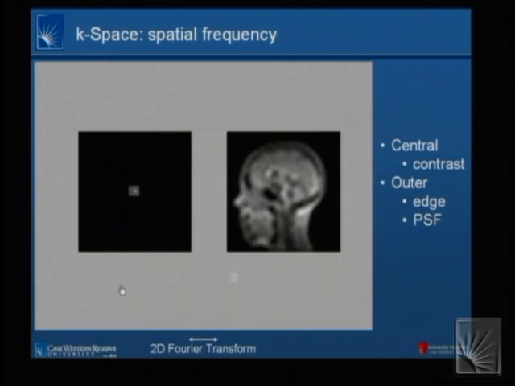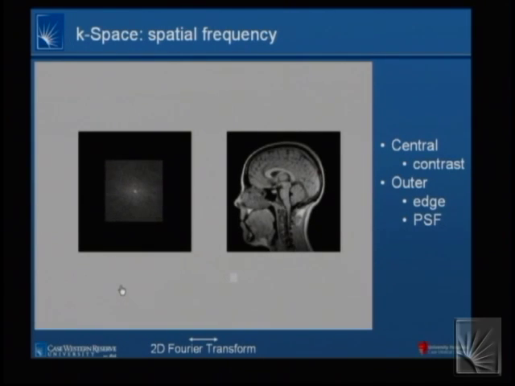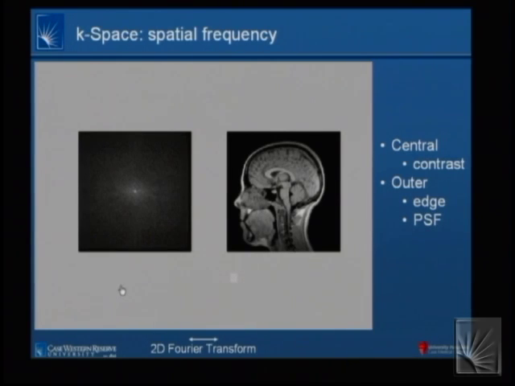So let's go further out in K-space. You can see as I go out, now you can start to see the edges between the different tissue parts as well. So my center of K-space is where I have contrast. My edges of K-space is where I have resolution.